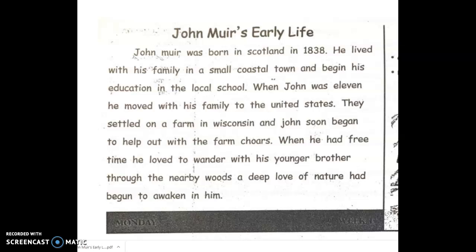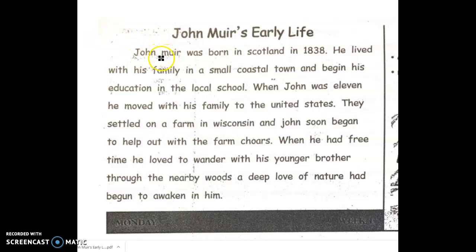John Muir's early life. John Muir was born in Scotland on 1838. He lived with his family in a small coastal town and began his education in the local school. Well, I need to stop because I already see some mistakes. I'm going to use red and use the editing marks to fix these mistakes.